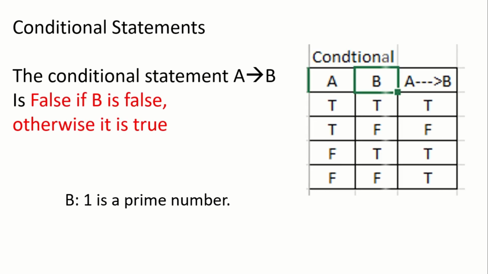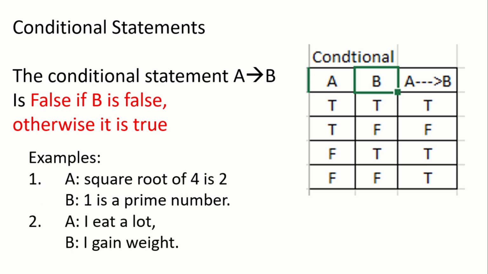Conditional statement examples. Letter A: the positive square root of 4 is 2, which is true. 1 is a prime number, so this is false. So the overall statement is false.